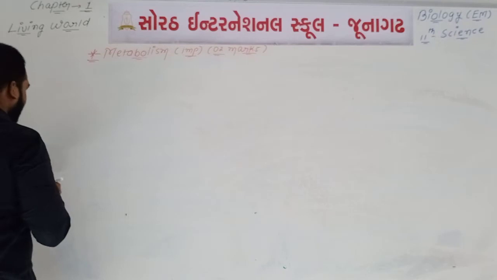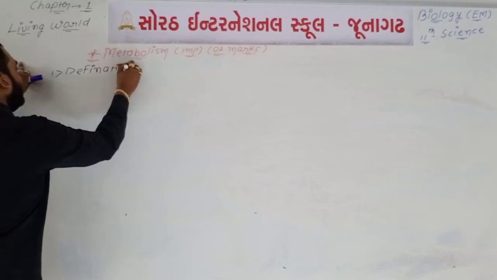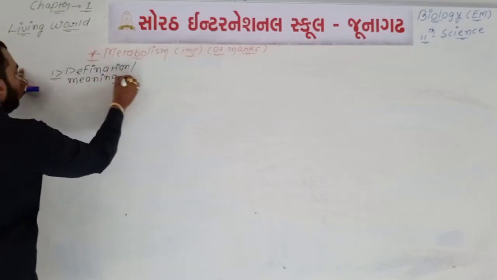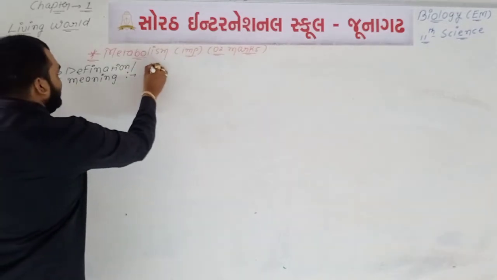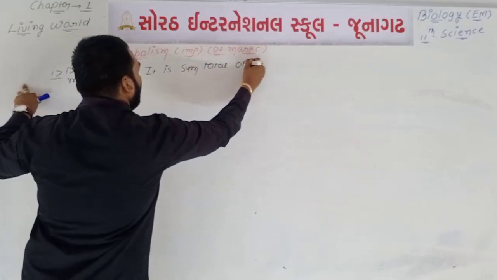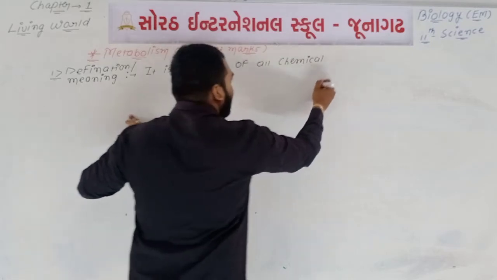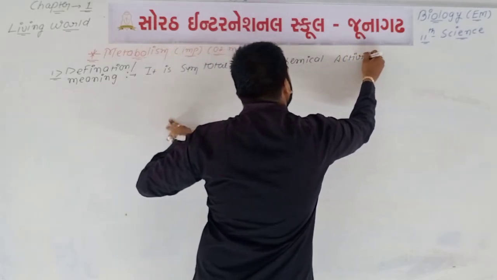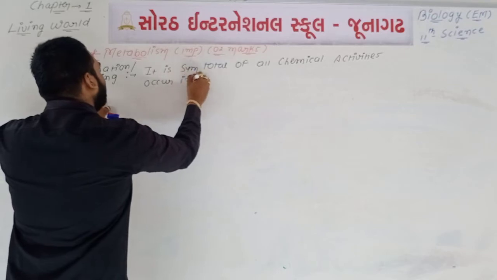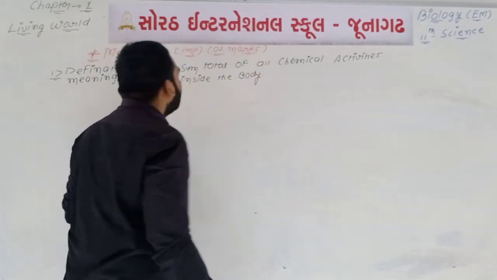The title is metabolism. The first point is the definition or meaning of metabolism. We can say that it is the sum total of all chemical activities that occur inside the body, and this is known as metabolism.